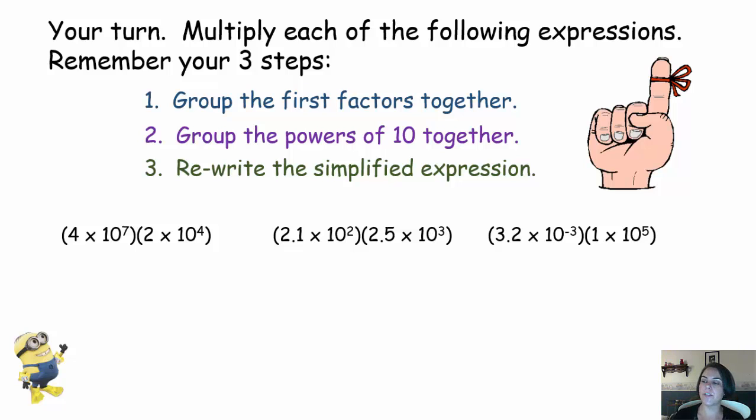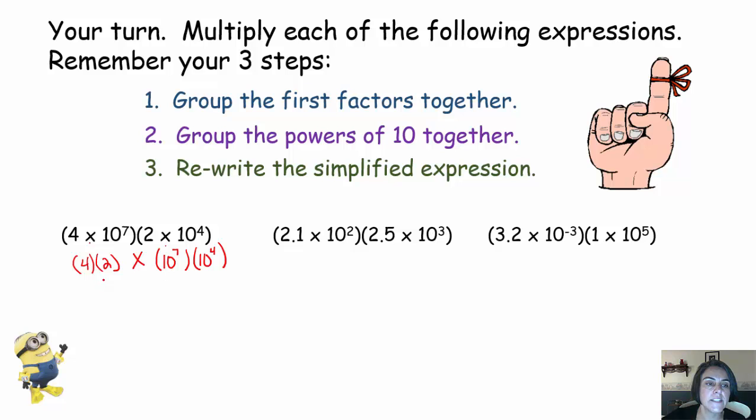All right, hopefully you paused the video. So the first thing I'm going to do is group my first 2 factors together. My first factors are the 4 and the 2. I'm going to go ahead and group those together, 4 times 2. Still scientific notation, I don't lose the times sign. Then I'm going to group my 10 to the 7th and my 10 to the 4th together. I'm going to multiply those together.